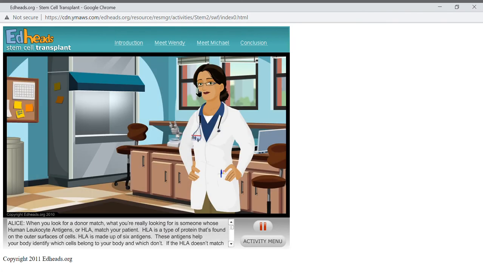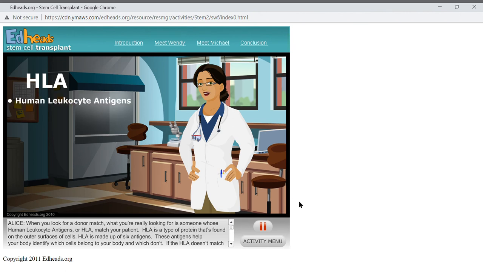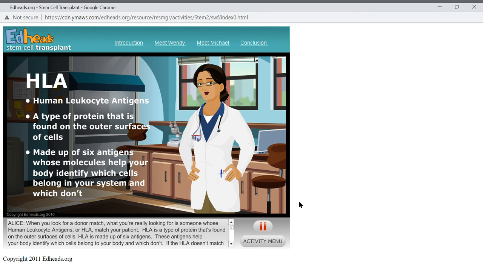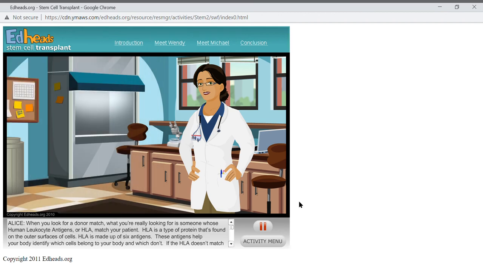When you look for a donor match, what you're really looking for is someone whose human leukocyte antigens, or HLA, match your patient. HLA is a type of protein that's found on the outer surfaces of cells. HLA is made up of six antigens. These antigens help your body identify which cells belong to your body and which don't. If the HLA doesn't match up, the new donated immune system will identify the patient's cells as not belonging and attack them. When looking for matches, we typically start with siblings.